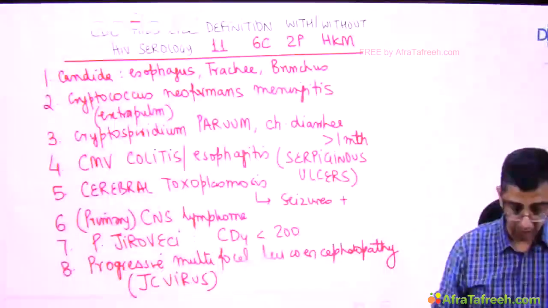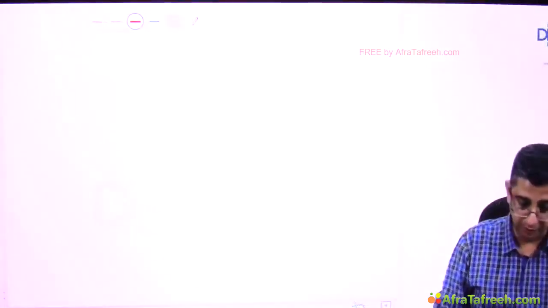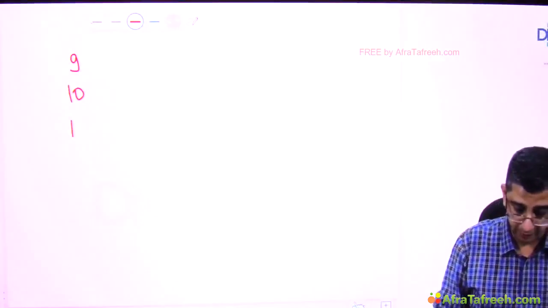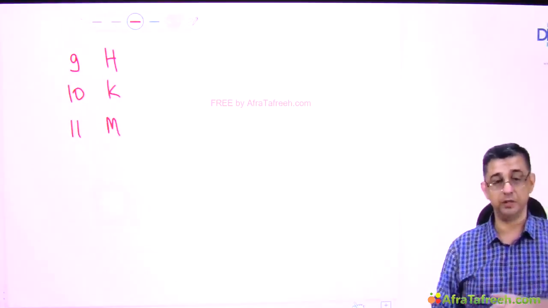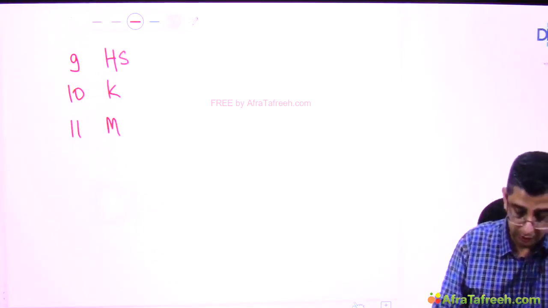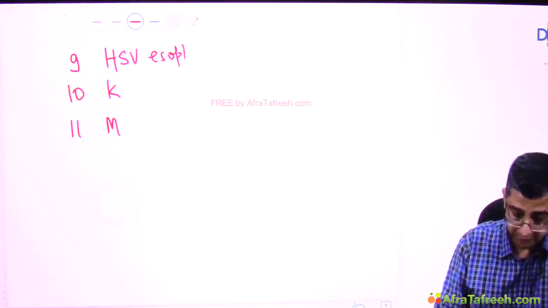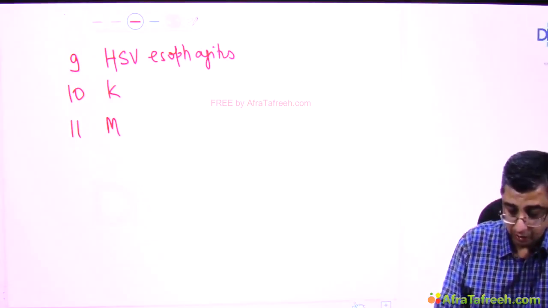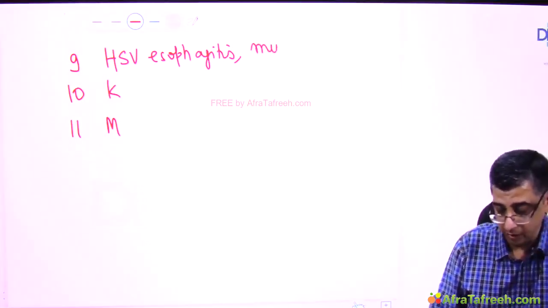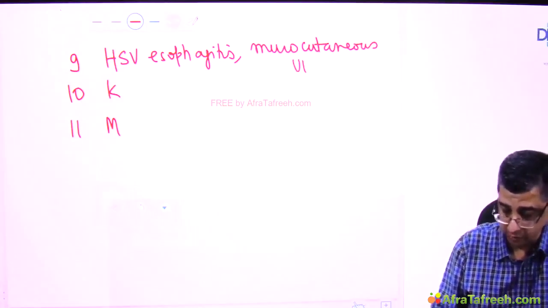So let us now talk about the remaining 3 which are left, that is 9, 10 and 11, which begin with alphabets H, K and M, so that we can just get the orientation right. The H would stand for herpes simplex esophagitis, or there could be a development of a mucocutaneous ulcer, which would be painful and would be lasting for a duration more than 1 month.